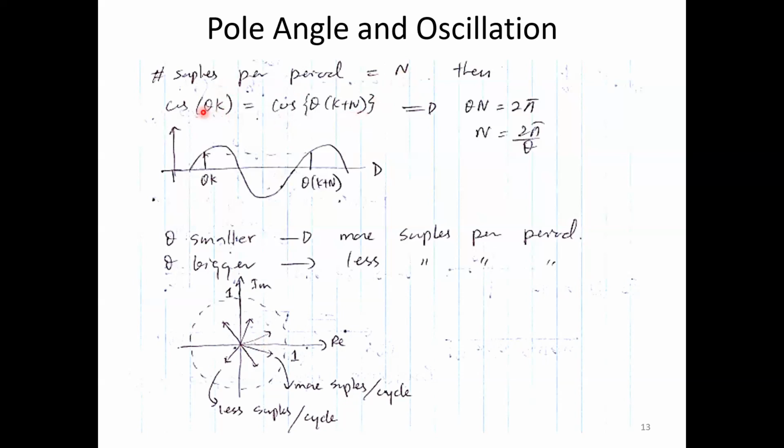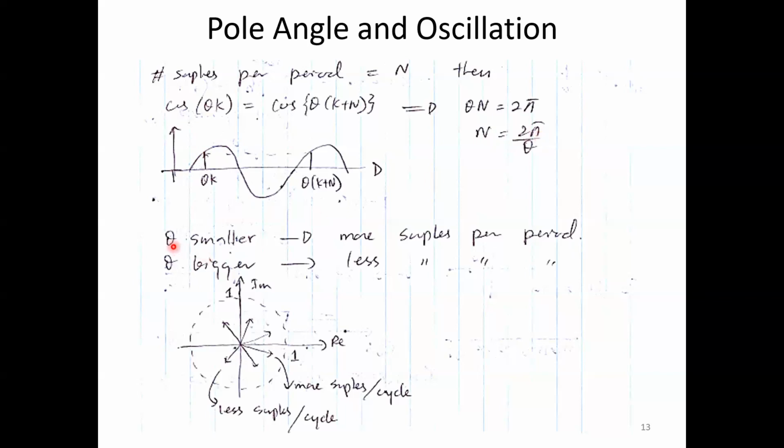Now, if you look at a cosine sinusoidal waveform, it's periodic. So every 2 pi, you get to the same value. So you can write cos theta k is equal to cos theta (k plus n). After n samples, you have the same value on either side. This happens when theta times n equals 2 pi. After n samples, you come to the same value in the sinusoidal waveform. If you forget about the decay, and just look at the sinusoidal waveform, then you can say n, the number of samples, is 2 pi over theta. The moment you know this theta, you know how many samples in one cycle.